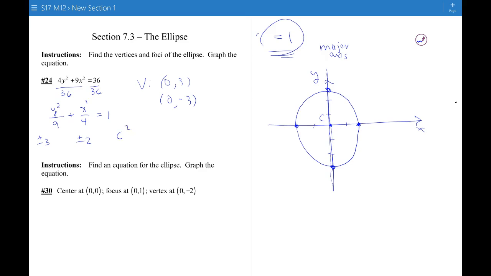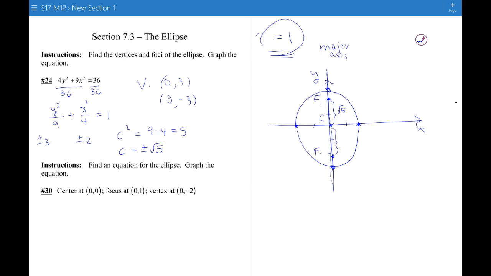And if I want to know how far away they are from the center, I say c squared equals 9 minus 4, which is 5. So c again is plus or minus root 5. So it's a little farther than 2 away from the center. That's exactly root 5.